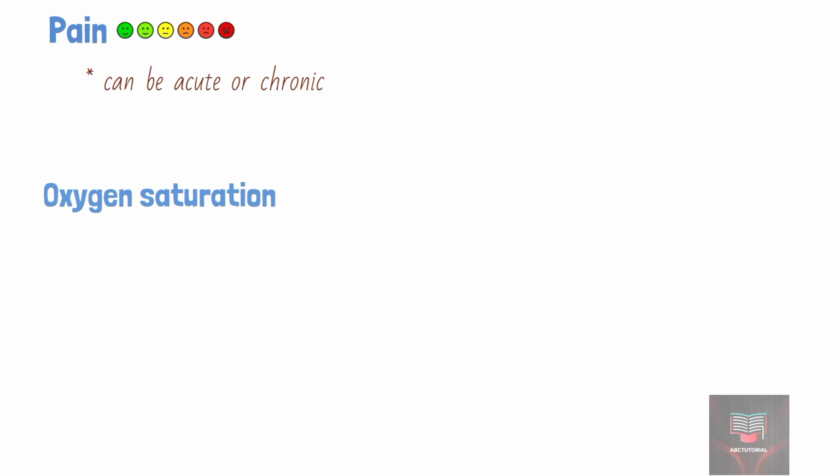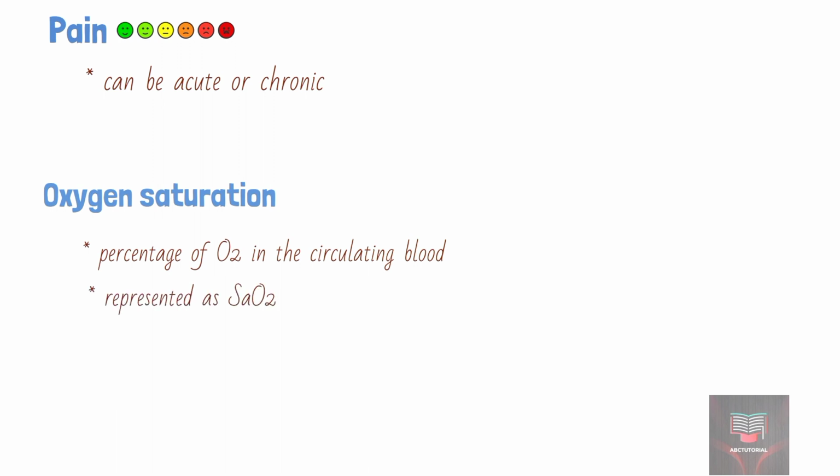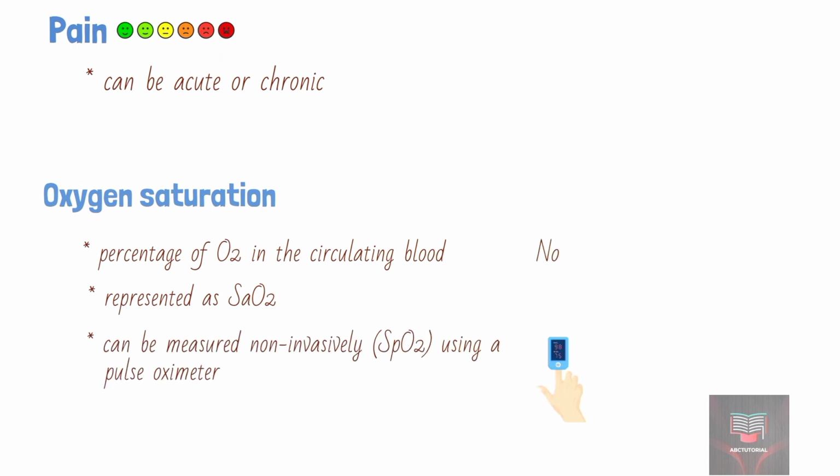Oxygen saturation is considered an essential element in the assessment and management of patient care. The term oxygen saturation refers to the percentage of oxygen circulating in an individual's blood. This is represented as arterial oxygen saturation (SaO2), which is usually measured using a non-invasive pulse oximeter. The normal value is usually between 95 to 100%, while levels less than 92% are referred to as hypoxia.